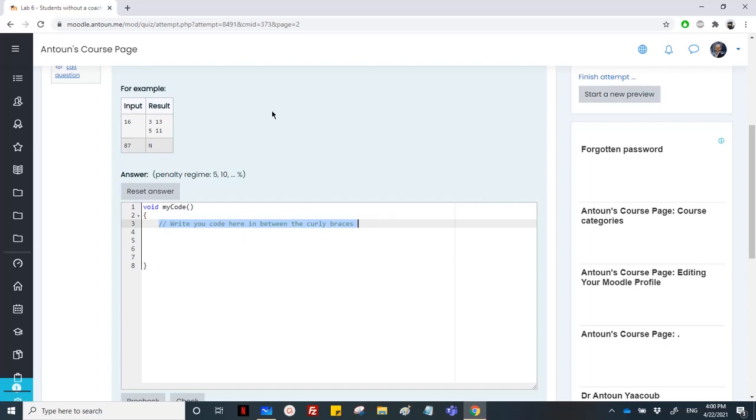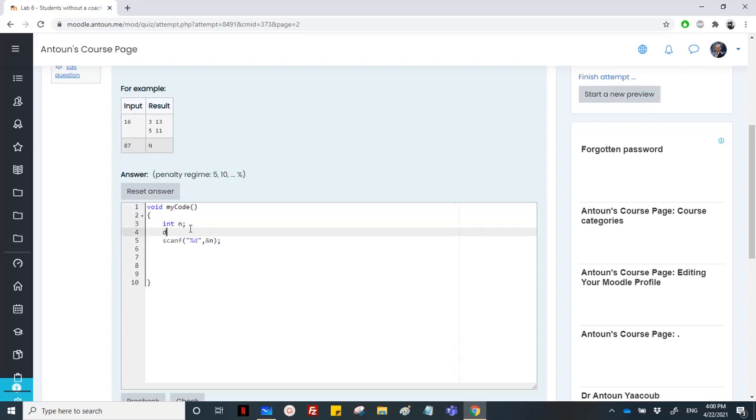So I need to read a number. Let's say scanf percentage d, address of n. So I need obviously a variable n. If I want to be sure that it's positive, I can embrace scanf in a do while. So let's do it: do, while n is strictly less than or equal to 0, I will repeat the entry.